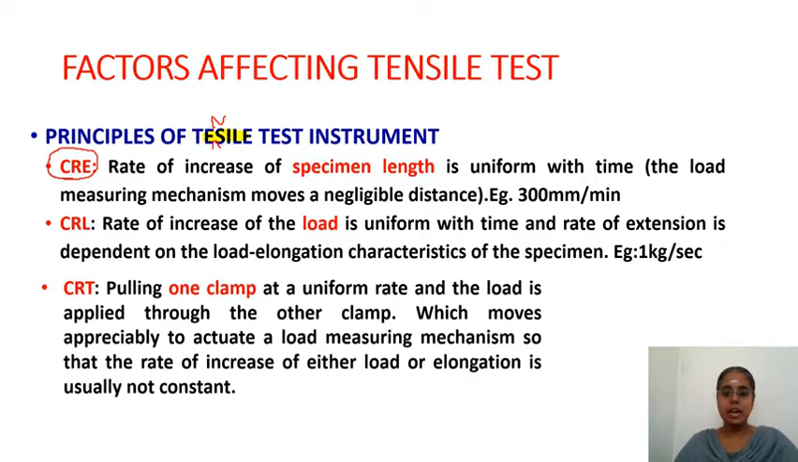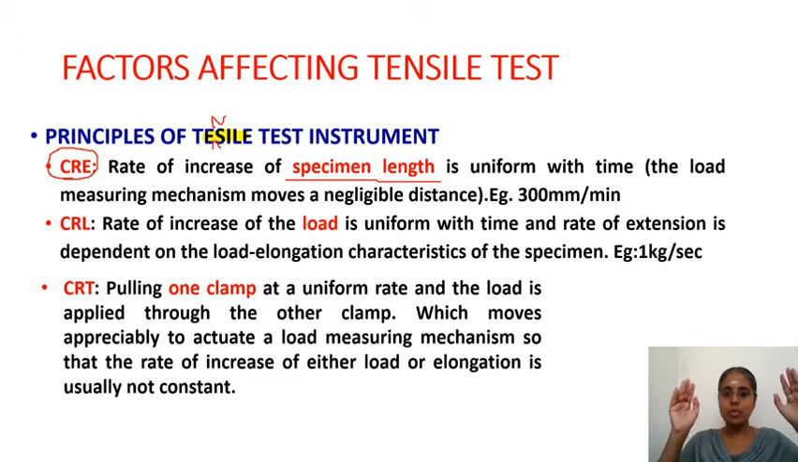The specimen elongation is maintained at a constant rate. So the rate of increase in specimen length is constant. To understand CRE, take a rope, tie it to a fixture, say a pillar, and tie the other end to a bike, and the bike is moved at some speed, say 20 kilometers per hour. If you maintain a constant speed, then the increase in the length is 20 kilometers per hour, whatever you drive.